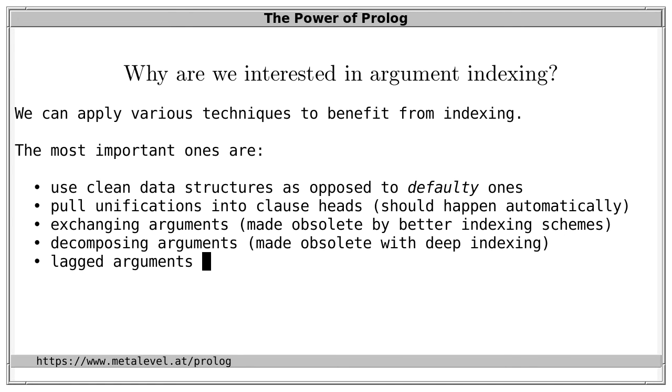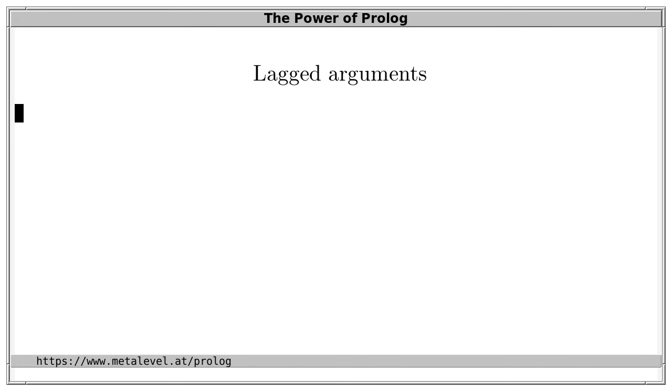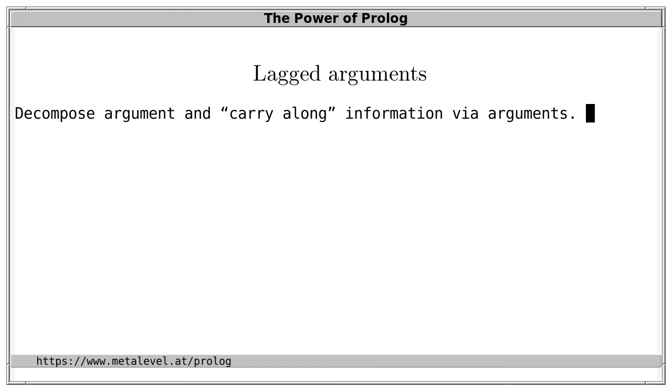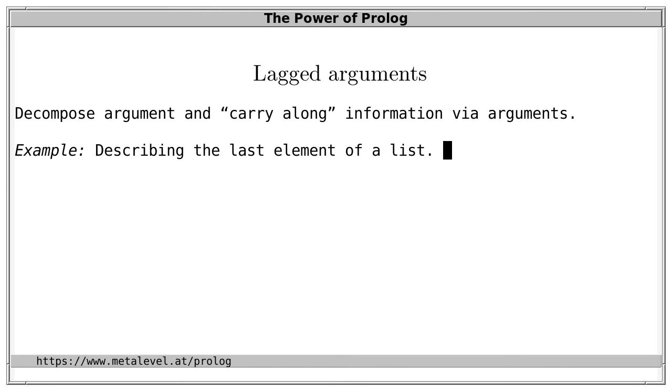And further, we can use lagged arguments. Lagged arguments are a bit similar to what we have just seen, in that a lagged argument often arises from decomposing a term. And it's called lagged because we carry along information via arguments that, in a sense, lag behind the new main arguments. For instance, let's describe the last element of a list.